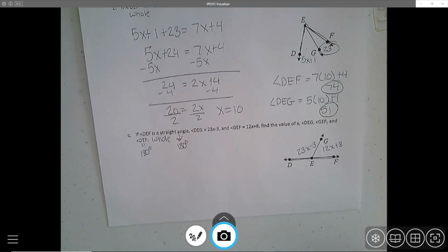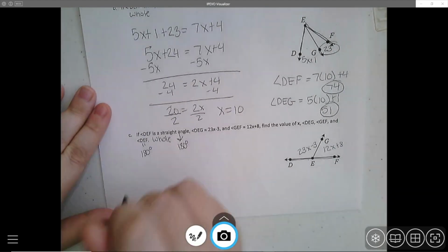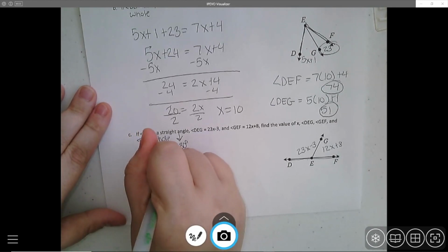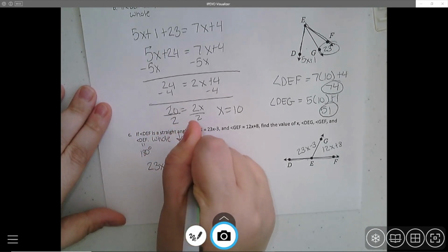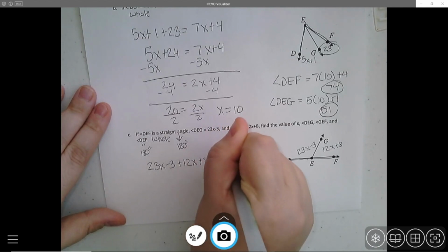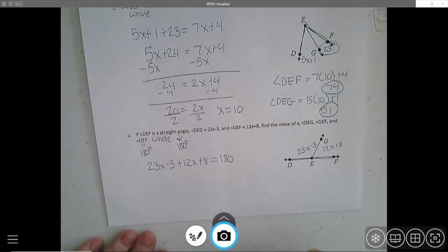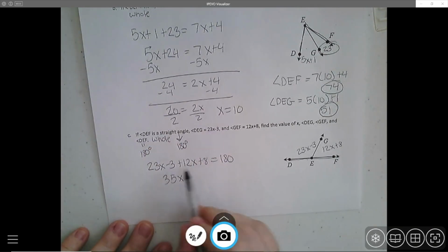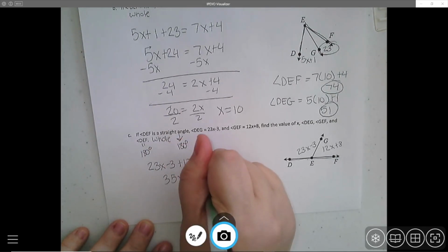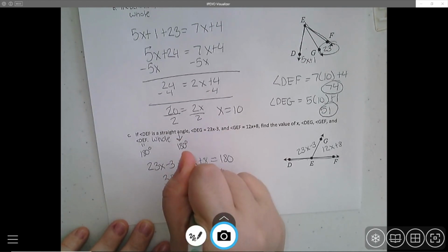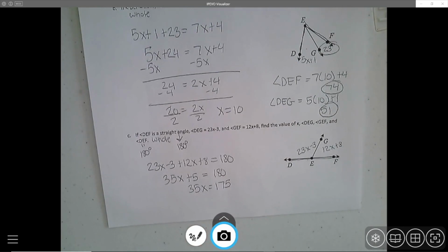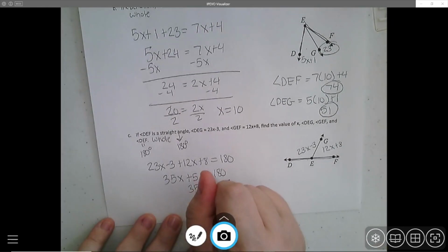Now, again, part plus part equals whole. You have a whole big angle split into multiple pieces. You always want to use the angle addition postulate. 23x minus 3 plus 12x plus 8 equals 180, since that's the whole big angle. 23x and 12x is 35x. Negative 3 and a positive 8 is positive 5, equals 180. I get 35x equals 175. When I take 175 divided by 35, I get x equals 5.